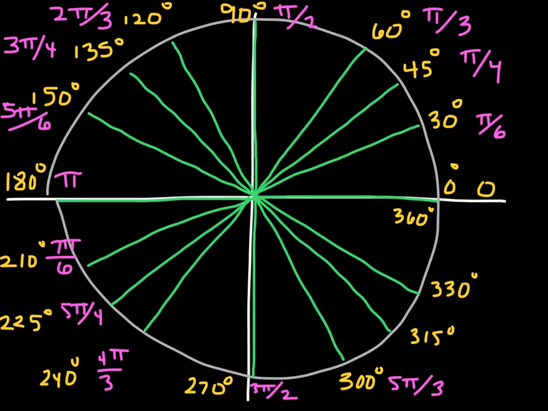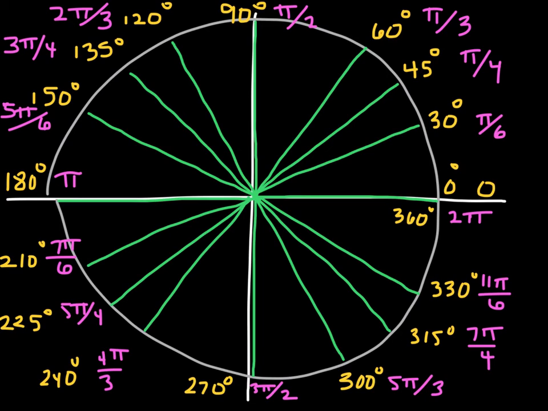315 degrees is 7 pi over 4. 330 degrees is 11 pi over 6. And then 360 degrees is equivalent to 2 pi. All right, so some people would call this a unit circle.